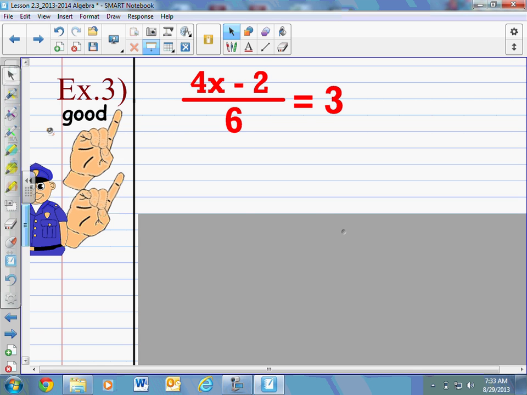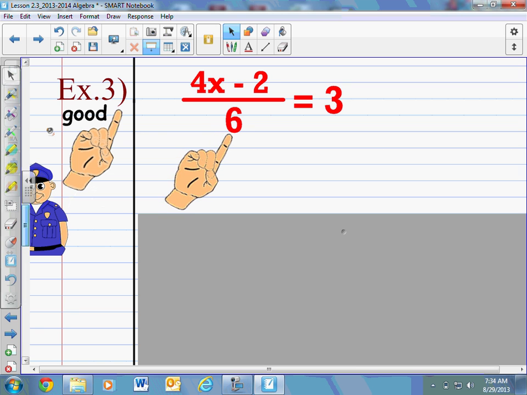Now I'm going to think back to the 3 questions I asked myself. 1, can I distribute anything? I don't see anything to distribute here. Can I combine anything? Not right now, because they're all over the place. There's nothing I can actually combine at this moment. And number 3 is, can I get rid of a fraction? Yes, you can.